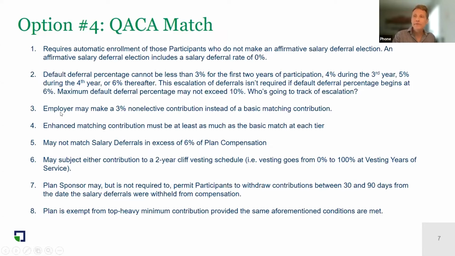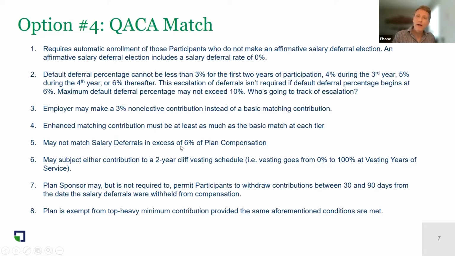As an alternative, the employer may make a 3% non-elective contribution instead of the matching contribution. It's the same 3% non-elective contribution that we discussed earlier, okay? They can also make an enhanced matching contribution that must be at least as much as the basic match at each tier. Again, this goes back to the enhanced matching contribution of 4 or 6%, okay? Salary deferrals may not exceed 6% of plan compensation.